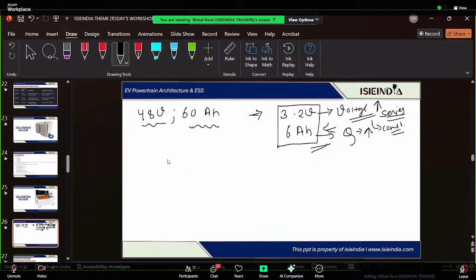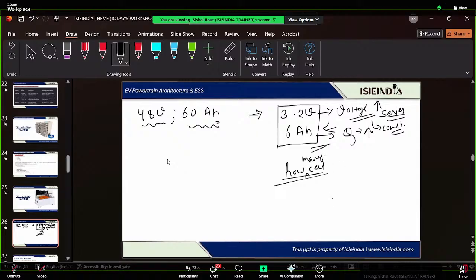But here what is happening? Here we have 3.2 volt each cell, 6 ampere hour. Here we want 48 volt, that means voltage is increasing. Here we want 60 ampere hour, that means capacity is also increasing. So we have to connect the cells in series and parallel. Now the question comes, sir, how many cells do we need to connect in series? How many cells?